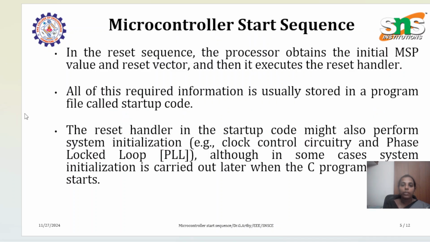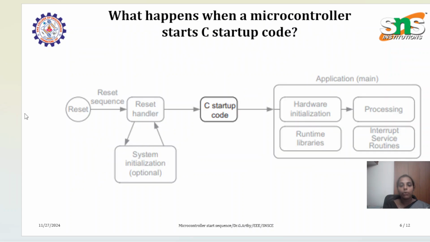In the reset sequence, the processor obtains the initial MSP value and reset vector, and then it executes the reset handler. All of this required information is usually stored in a program file called startup code. The reset handler in the startup code might also perform system initialization, for example, the clock control circuit and phase locked loops. Although in some cases, system initialization is carried out later when the C program starts.